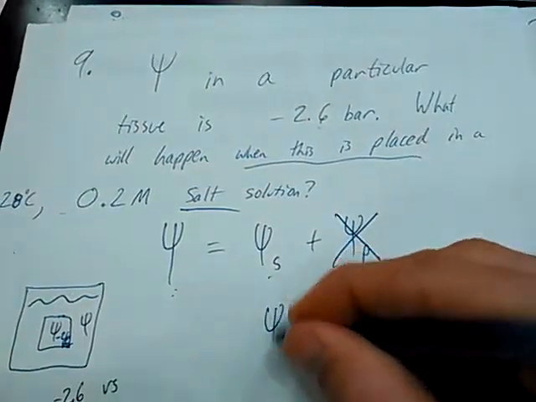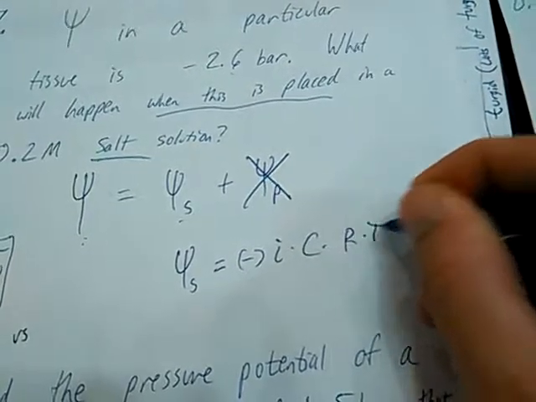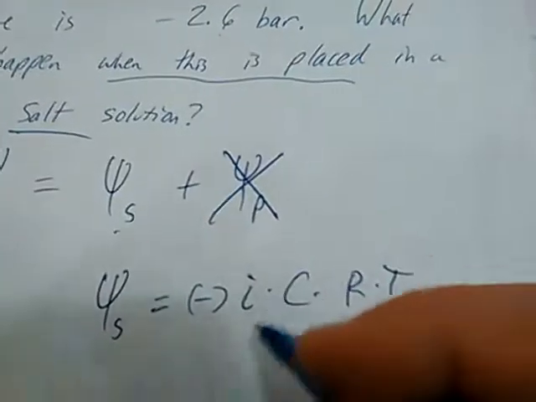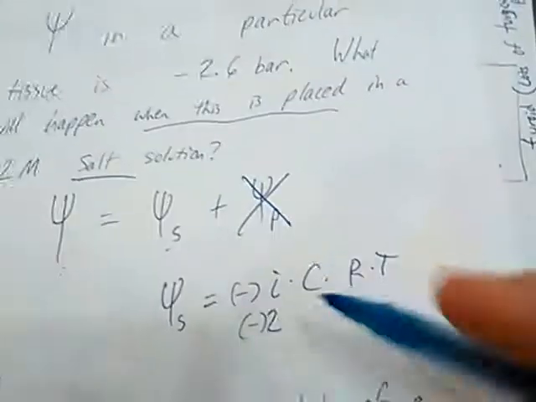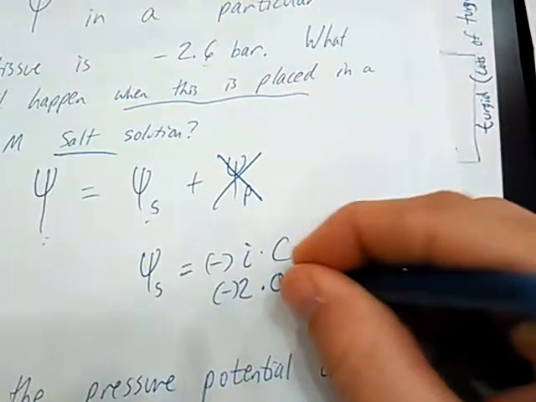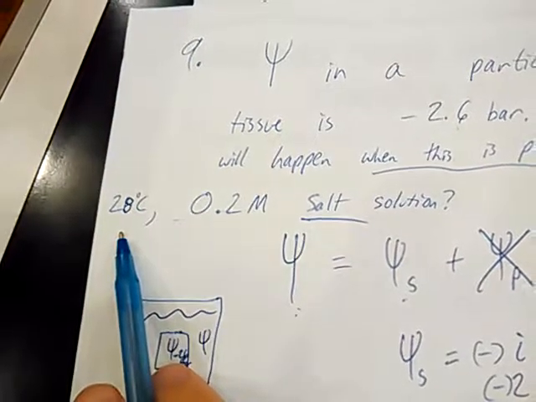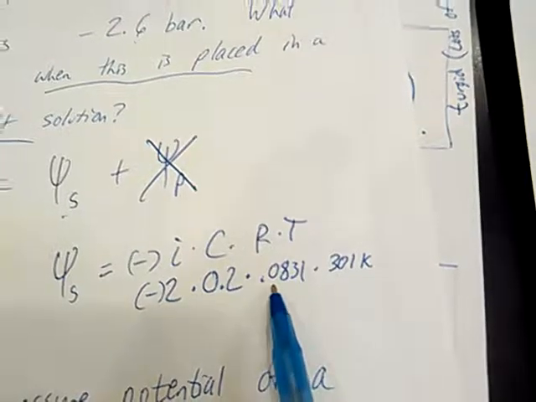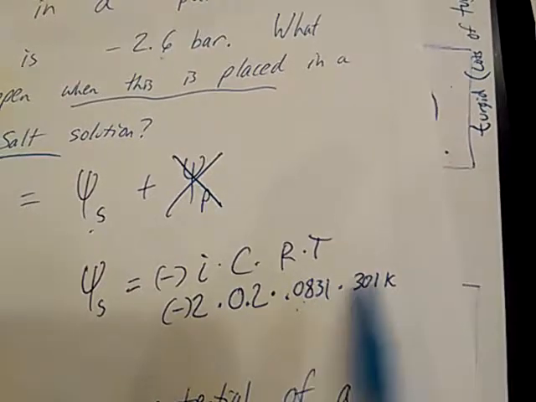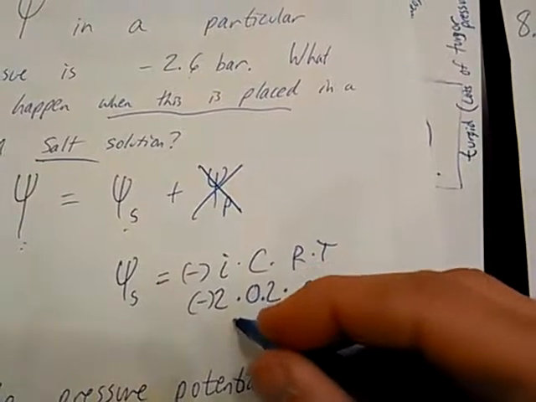All right, so solute potential equals negative i times C times R times T. All right. So negative i, that's going to be negative 2 because it's sodium chloride. It splits into two pieces, times the molarity, which was 0.2 moles per liter, times R, which is 0.0831, times the temperature, 28 Celsius, 301 Kelvin. Again, I can estimate this. 0.0831 times 301, this is about 0.1, so that's about 30. 30 times 1/5 is 6. Negative 2 times 6 is going to be negative 12.